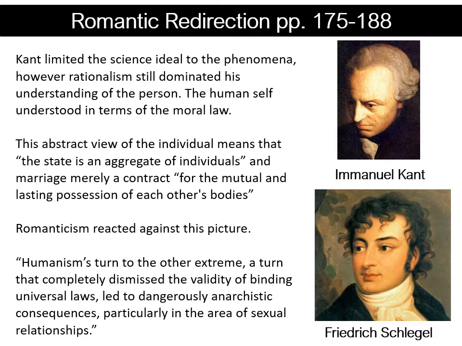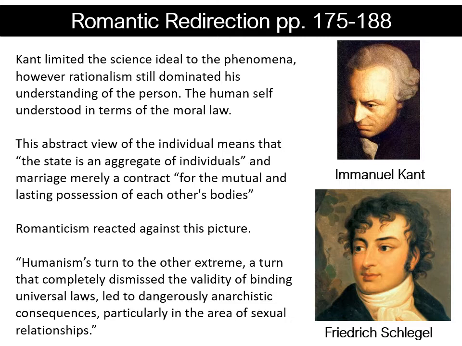While Kant had limited the science ideal to the phenomena, rationalism still dominated his understanding of the person. So despite his renewed emphasis on human freedom, Kant still understood the human self in terms of the moral law. Dooyeweerd writes that Kant's rigorous ethics of law left no room for recognizing the value of individual dispositions. With respect to the universal moral law, all people are merely indistinct individuals who lack real individuality. While this is an abstract view of the individual, it was nevertheless a focus on individuals and so a form of individualism which lacked the true idea of community.